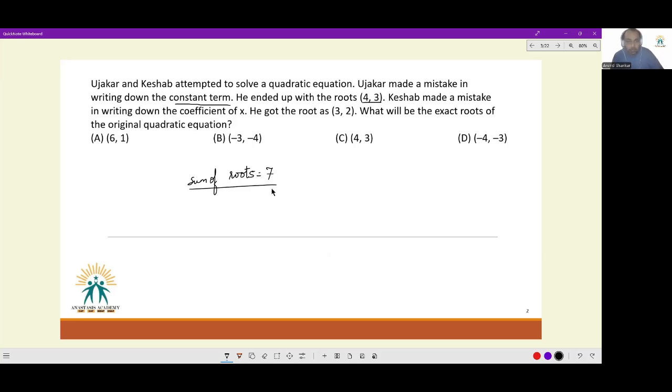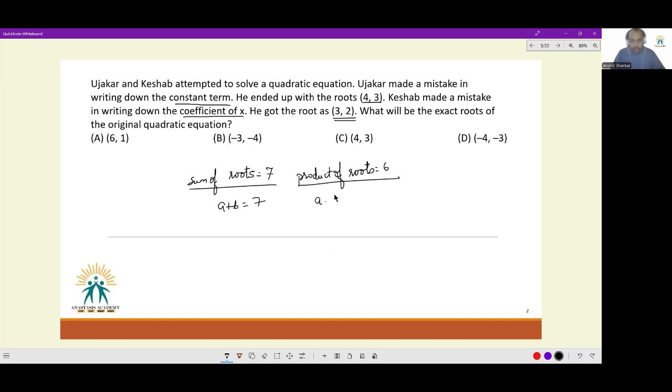Now, Keshav made a mistake in writing down the coefficient of x. See, coefficient of x is indicator of sum of roots. He got sum of roots wrong, but he did get product of roots right. He got roots as 3 and 2. So, product of roots is equal to 6.